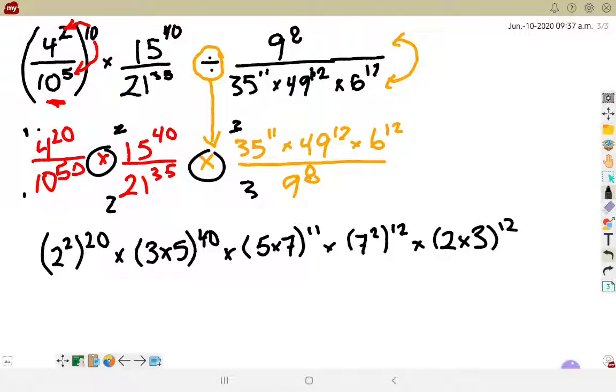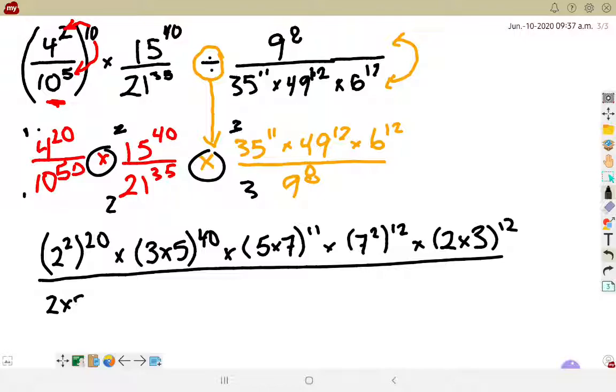Lucky me, I've made my numerator even longer than it was before. But at least I'm breaking it down into smaller powers. So 10, we're going to rewrite that as 2 times 5, same exponent outside. The 50 stays there. 21, let's write that as 3 times 7.